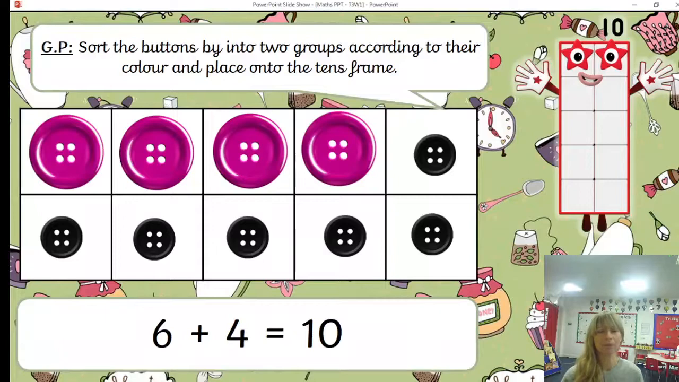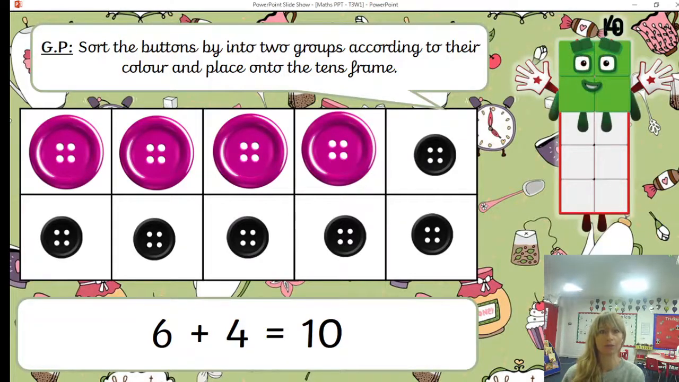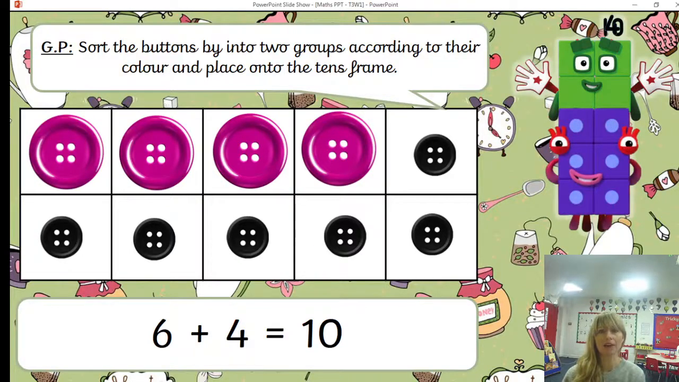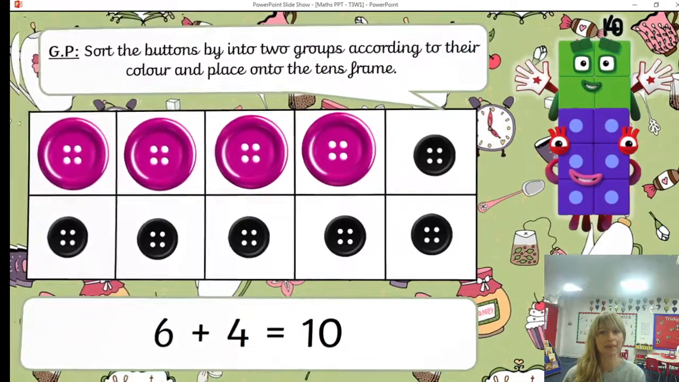Excellent work. Now some of you might have counted the 6 knowing that the bottom row is 5 and 1 more makes 6. So we're doing a bit of subitizing as well, where you're looking at the number and not always having to count how many there are because you can see it. Good job. Okay, we can see our number blocks here. We've got number 4 and number 6 covering up the number block 10, so we know that 4 and 6 makes 10.